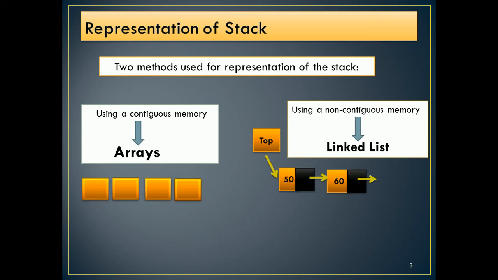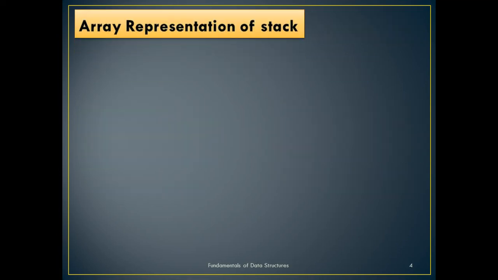This is a simple linked representation of a stack, which contains three elements, that is 50, 60 and 70. The top variable points to the first element present in your linked list. These are the two representations of the stack. Now we can see them one by one.